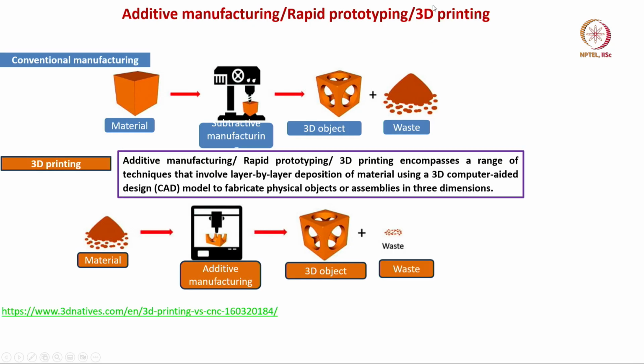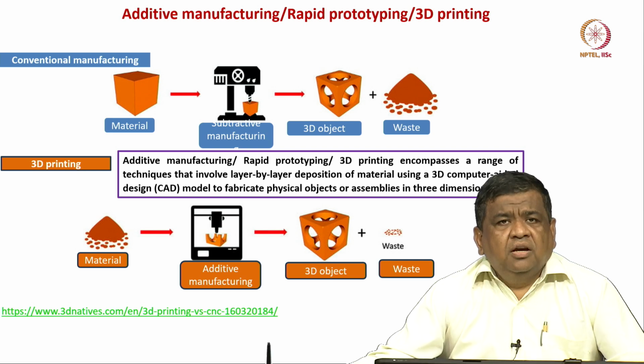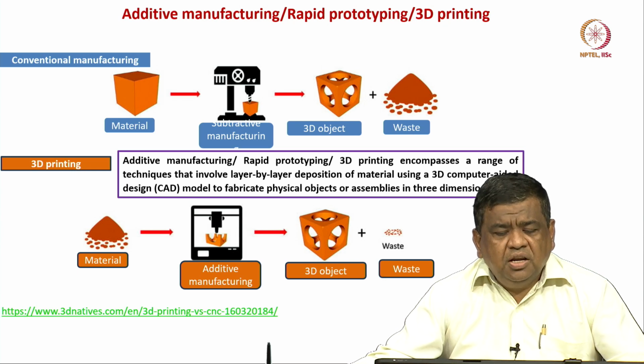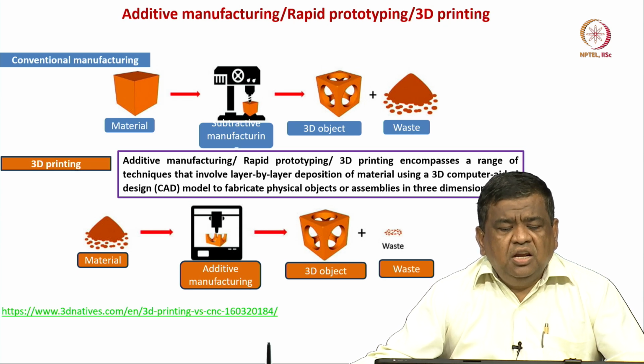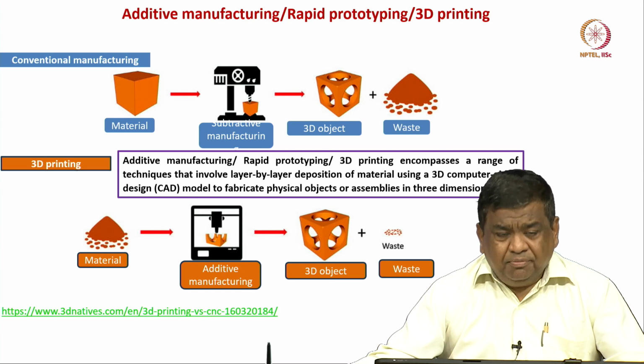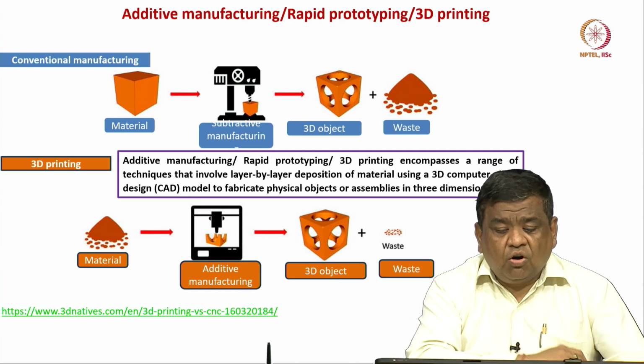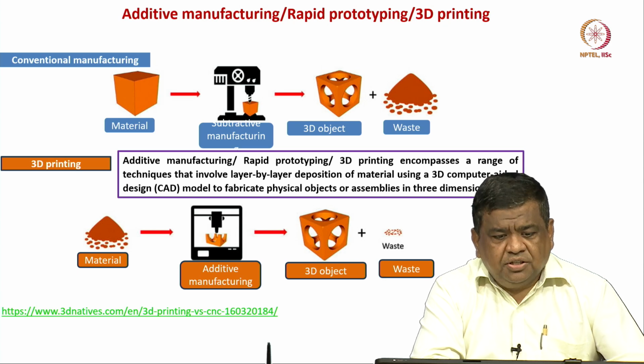Just to recall, additive manufacturing or rapid prototyping or 3D printing, these are all synonymous. They essentially represent a range of techniques that involve layer by layer deposition of materials using a 3D computer aided design model to fabricate physical objects or assemblies in 3 dimensions.